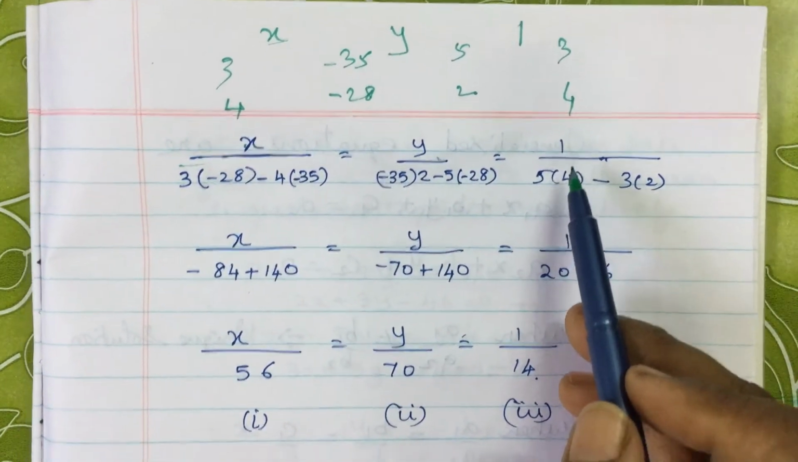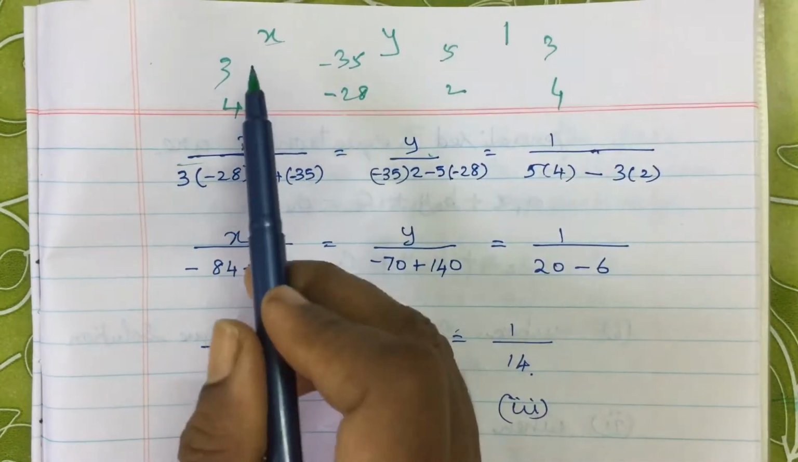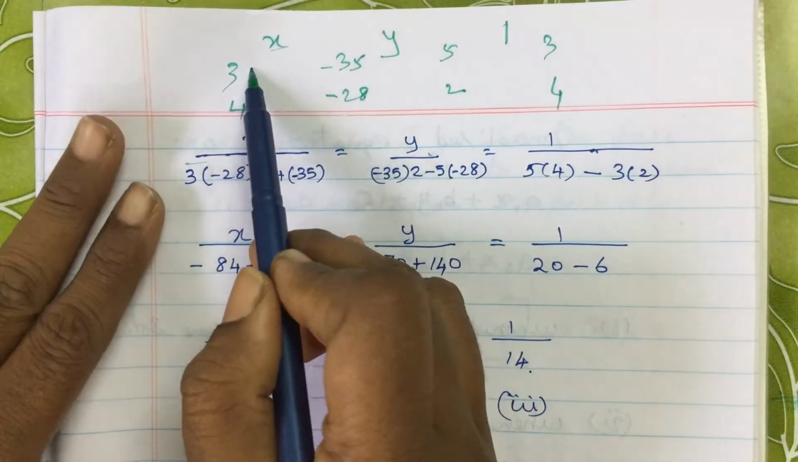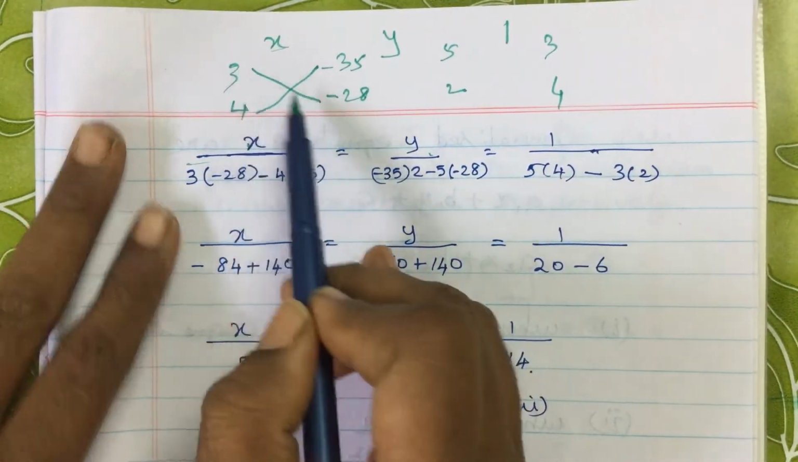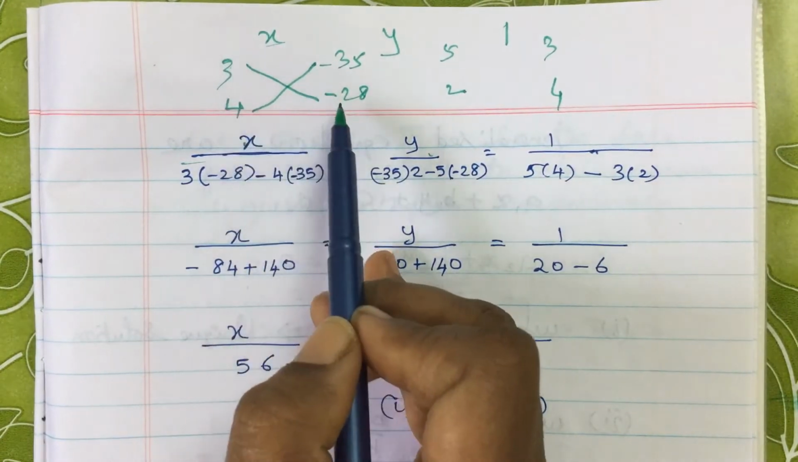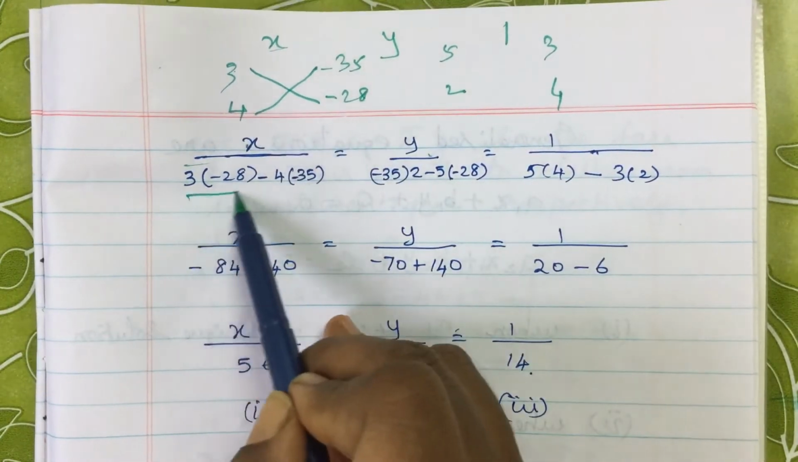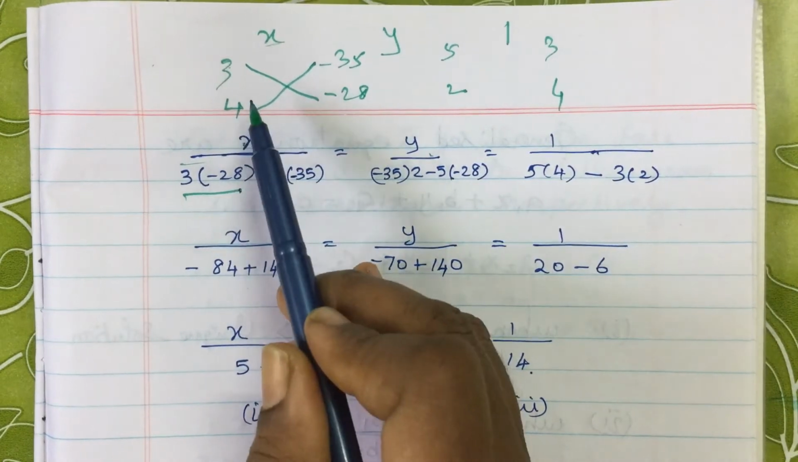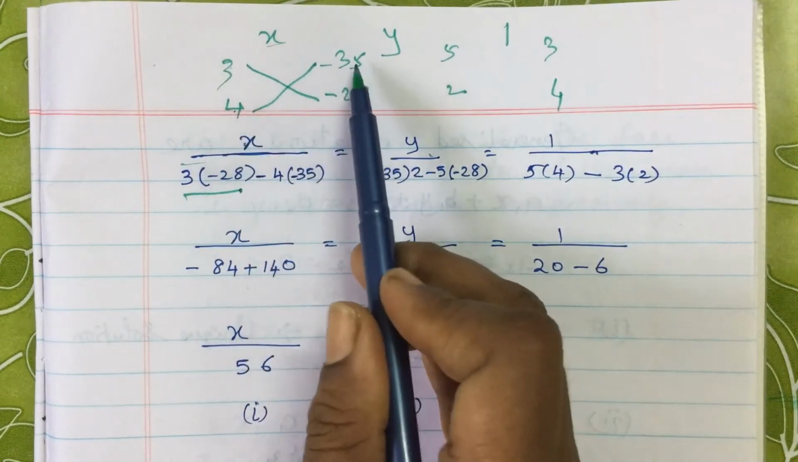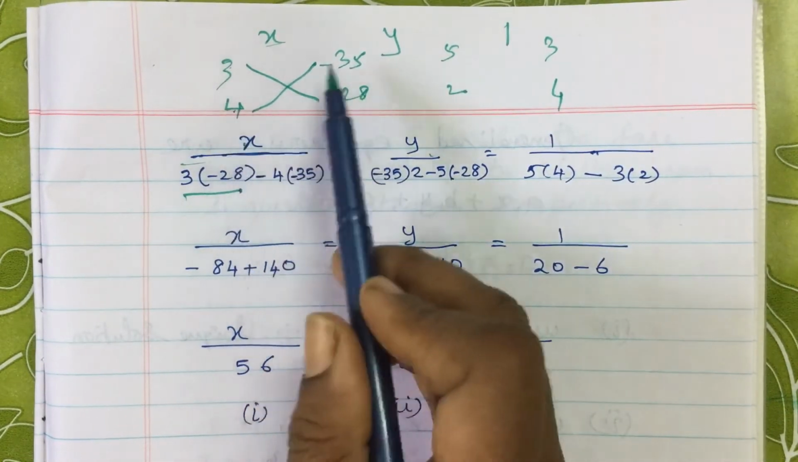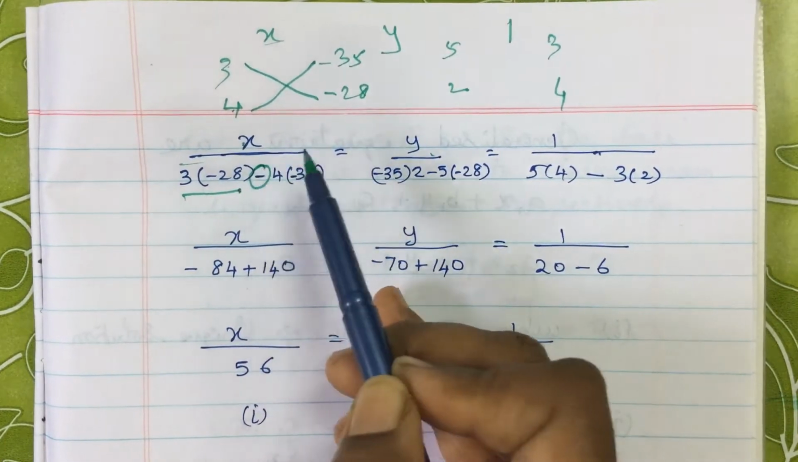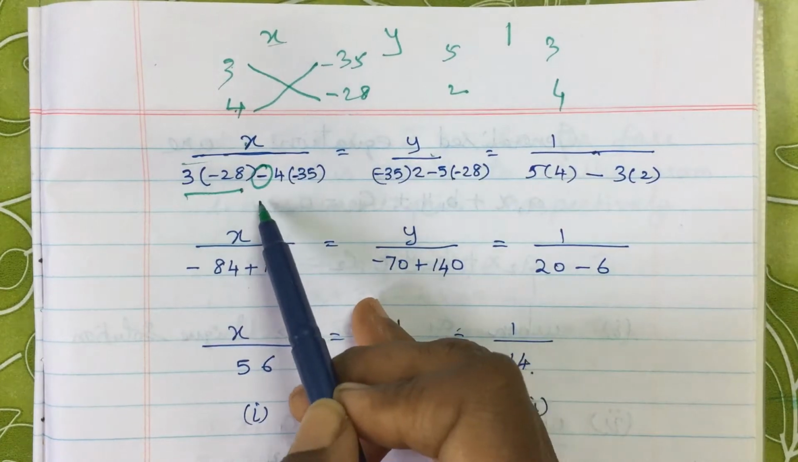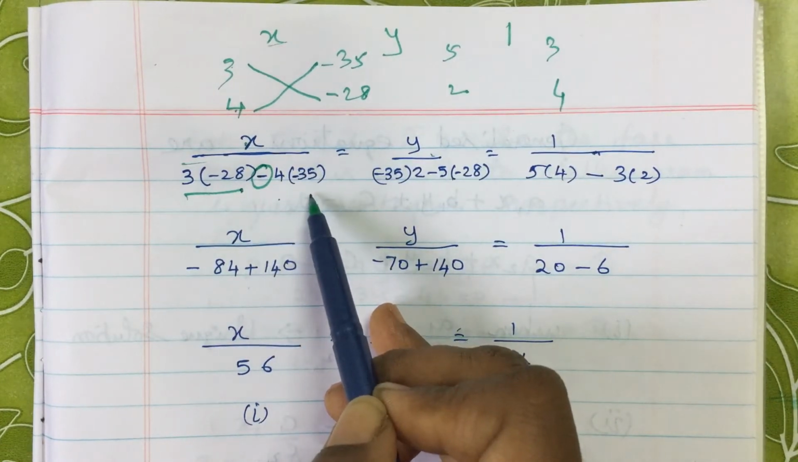Okay. Then what I have to do, I have to multiply the numbers in this order. These two you are cross multiplying the numbers. You have to multiply 3 and minus 28. I have written 3 into minus 28. And then you have to multiply 4 into minus 35. Before writing these two numbers, I have to incorporate a minus here, right? So I am putting a minus 4 into minus 35.